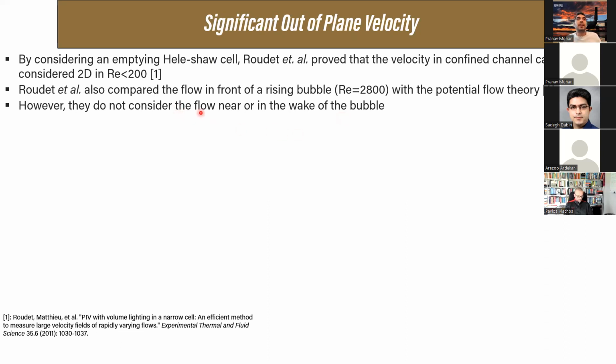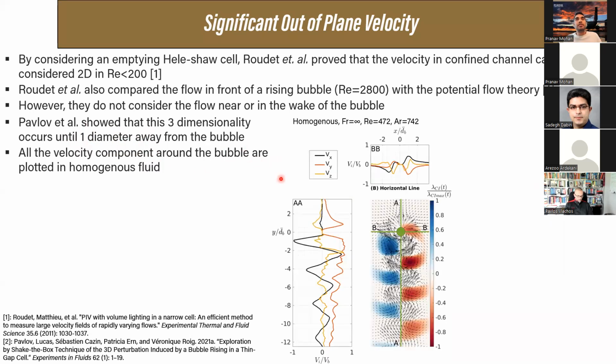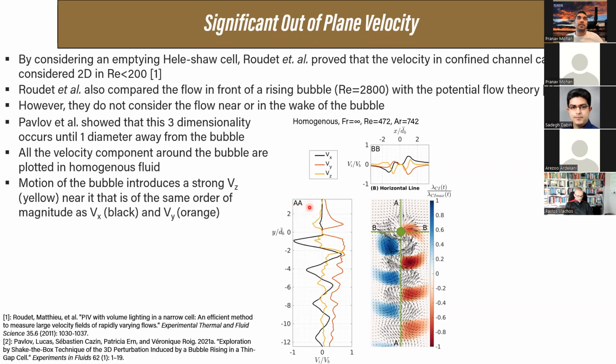However, they did not consider any flow near or in the wake of the bubble to come to any conclusion. So recently, in 2021, 10 years later, Pavlov et al. showed that there is a three-dimensionality in the flow that occurs until one diameter from the bubble. So for our experiment, we plot for the homogeneous case here. I'll describe the plot. We have a bubble right here, and we plot the velocity along the line AA and line BB over here, and we plot all the velocity components along these lines.